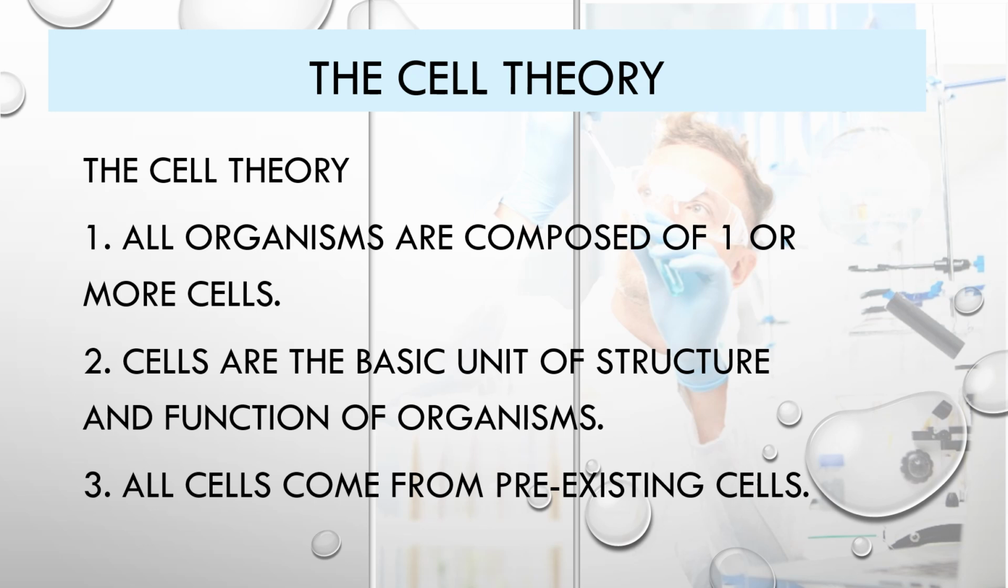The third one is all cells come from pre-existing cells. The word pre-existing means that one cell is going to produce the next cell. Cells just can't come out of non-living things. They arise from the next.